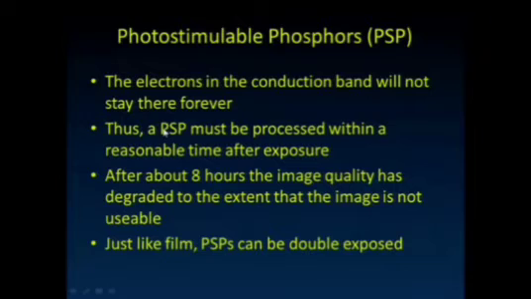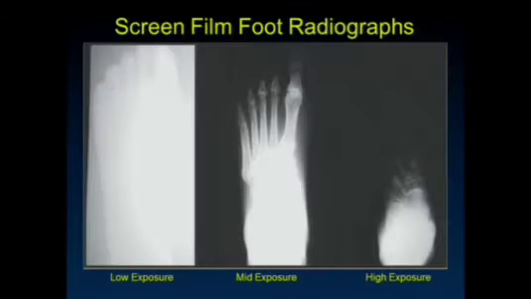You've got to process that plate within a reasonable amount of time. If you take a radiograph with a CR plate and wait 8 hours, the image quality is going to degrade quite a bit because some of those electrons are going to move on their own from the conduction band back into the valence band. And so after about 8 hours, the image quality is degraded to the extent the image isn't really usable. And just like film, photostimulable phosphors can be double exposed, right? The tech can accidentally take another image on top of the first one, and you can have a double exposure.